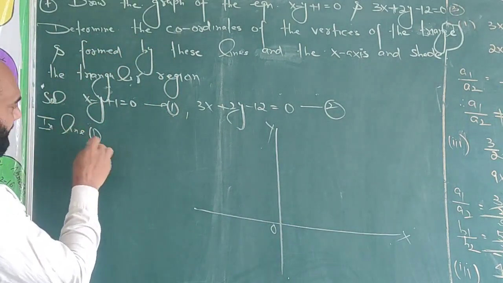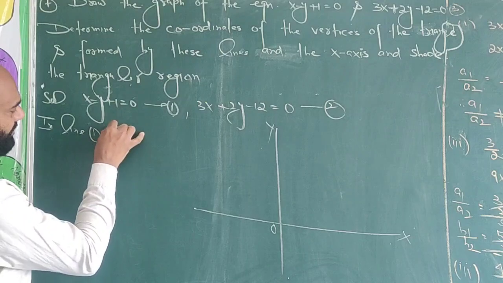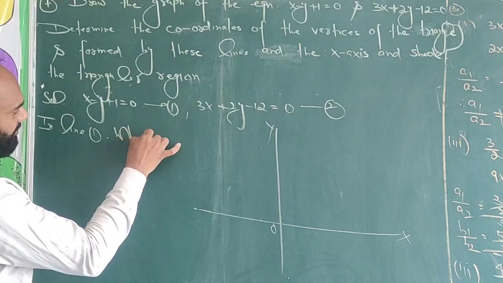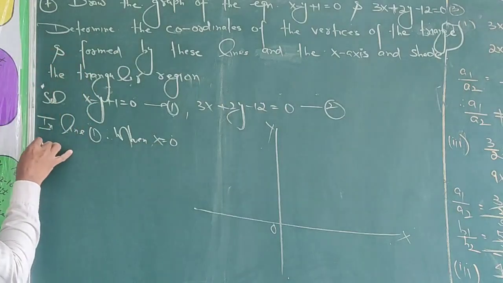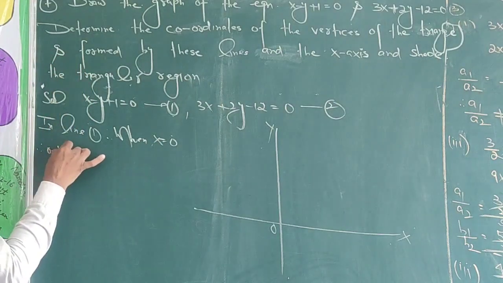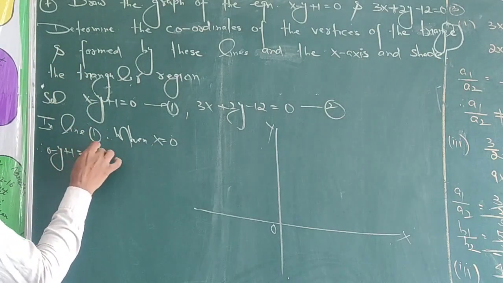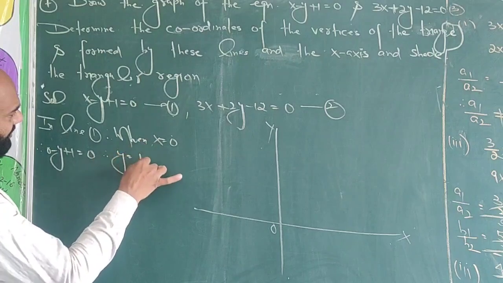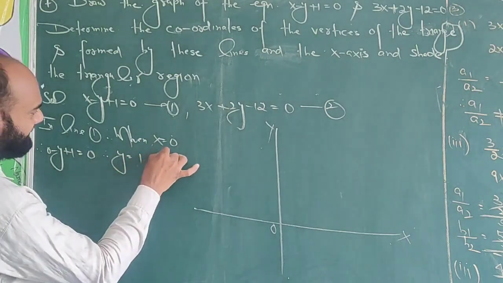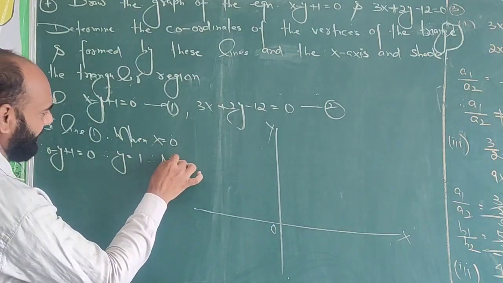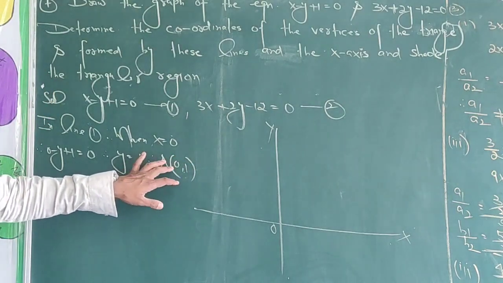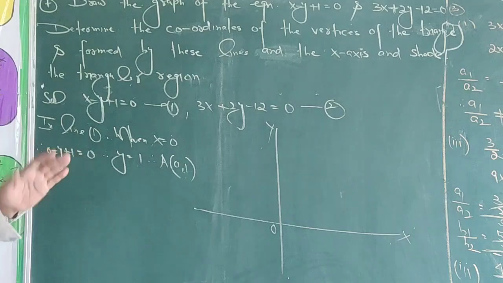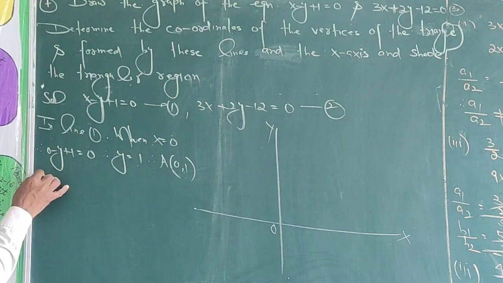So in line 1, when x equal to 0, therefore 0 minus y plus 1 equal to 0. Therefore y equal to 1. So the first point is said to be A, and this point is (0, 1), because in any point the first value is always the value of x and the second value is always the value of y.